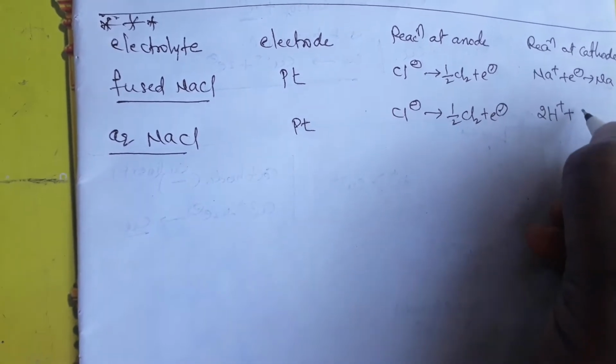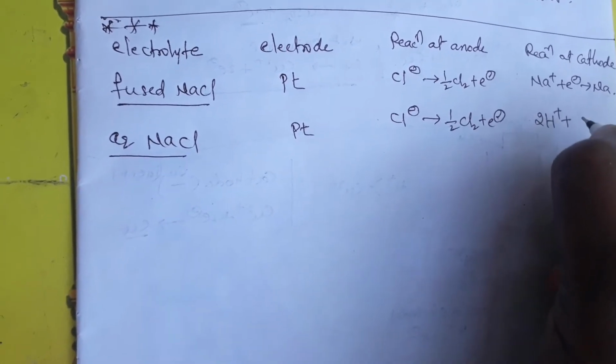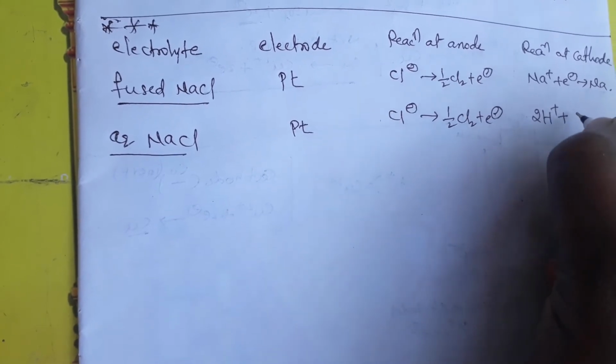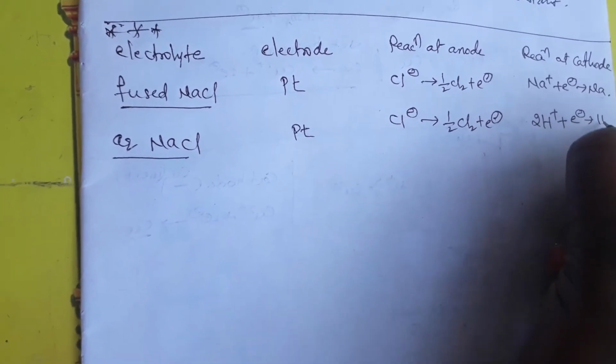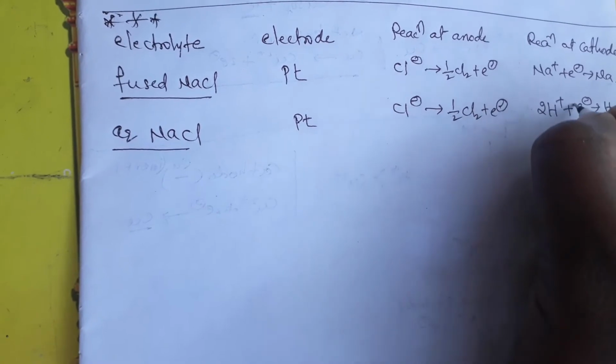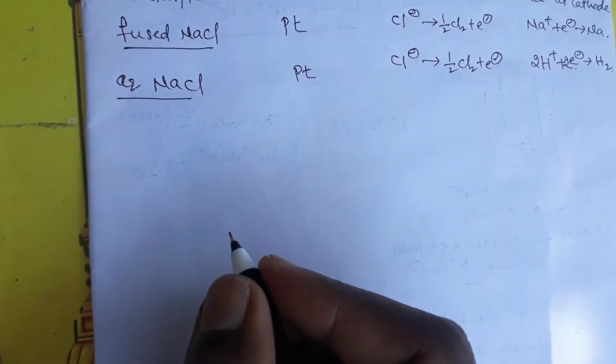So obviously H+ has the least discharge potential compared to Na+, so electrons will give you H2 gas. So here 2H+ + 2e- gives rise to H2 gas.